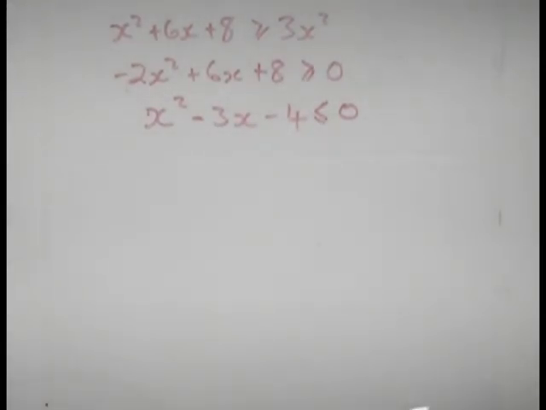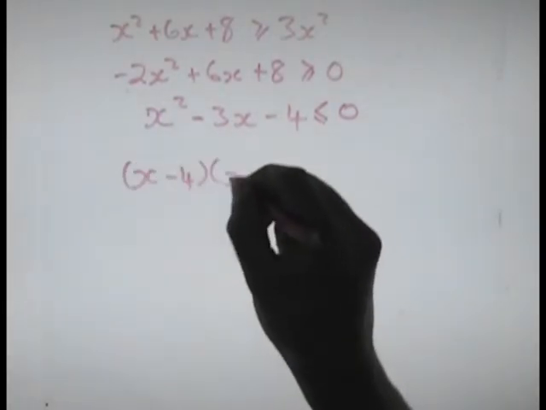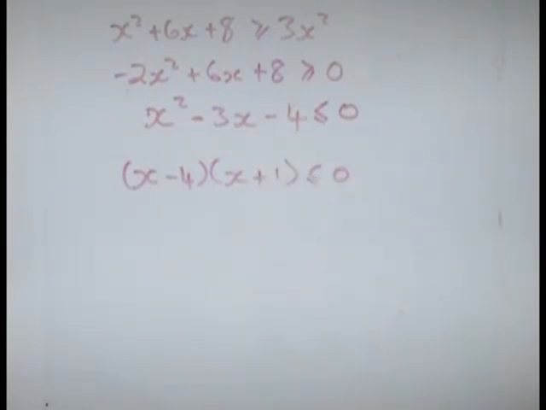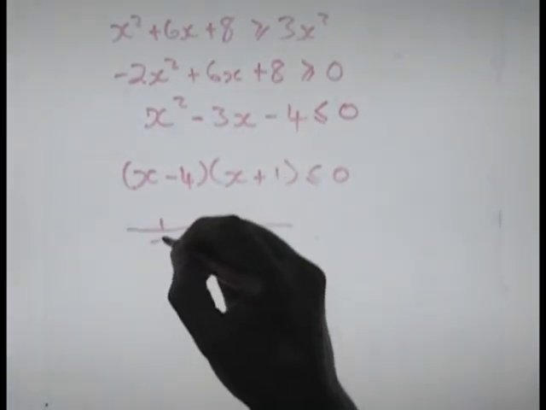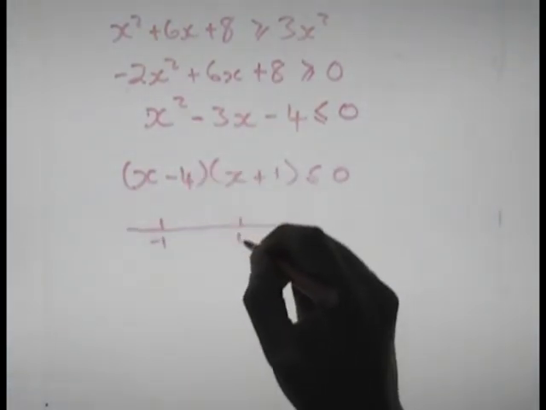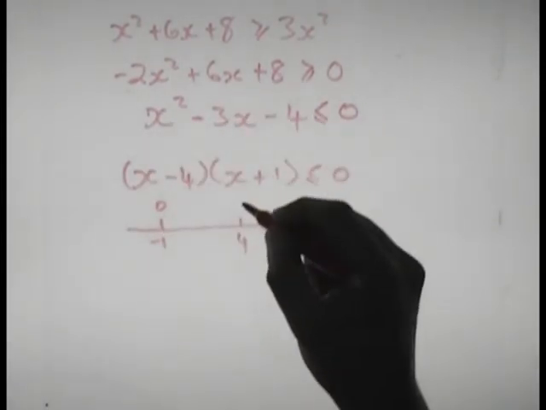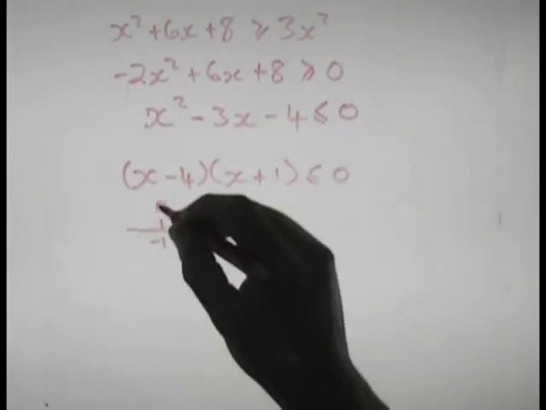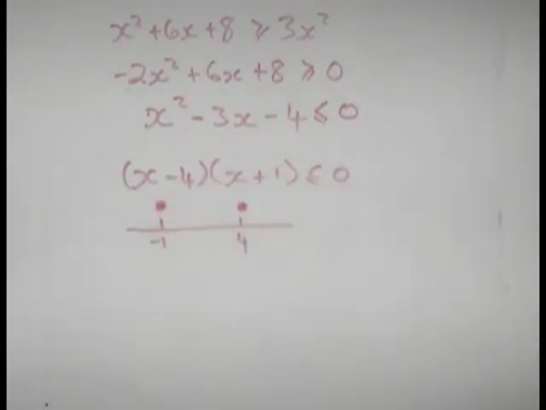We can very easily factorize this one. This will simply become (x - 4) multiplied by (x + 1) less than or equal to 0. That means that our two critical values are negative 1 and positive 4. These are the values that make this whole expression equal 0. Can it equal 0? Yes, it can. So we use the closed circle, closed dot.